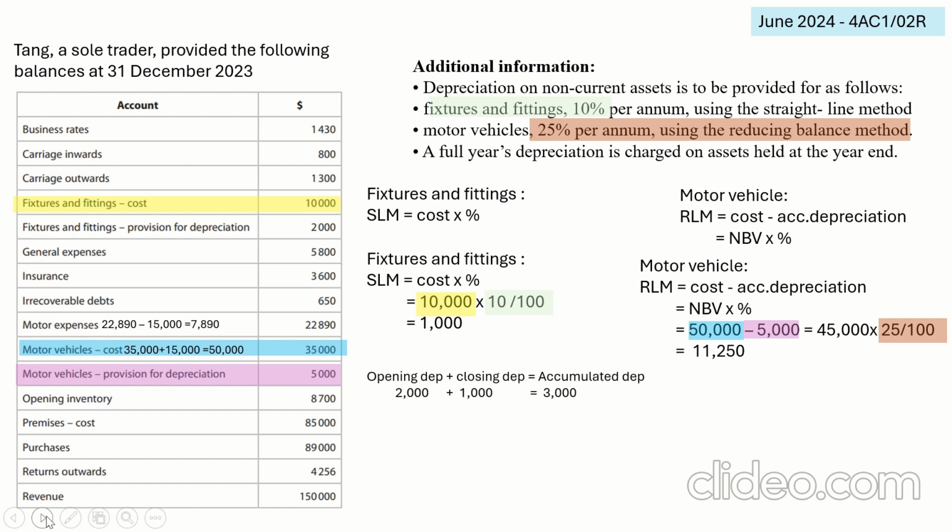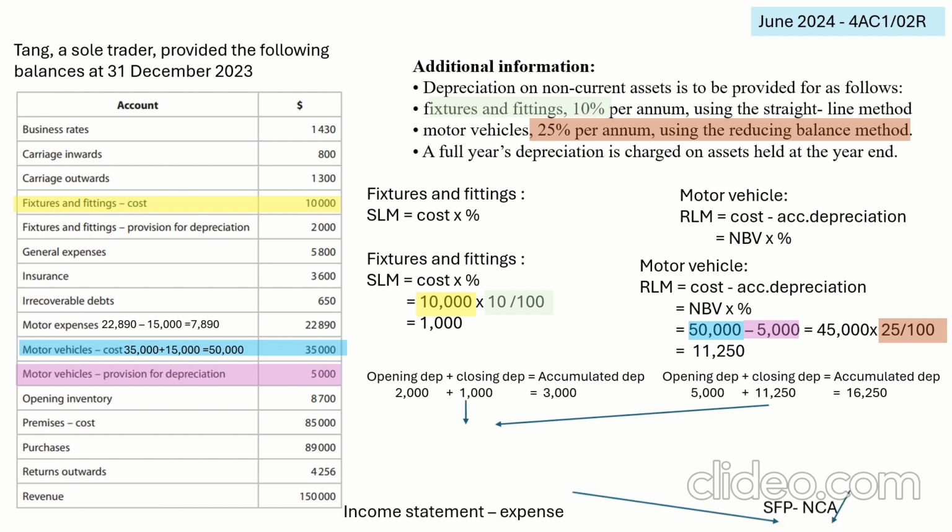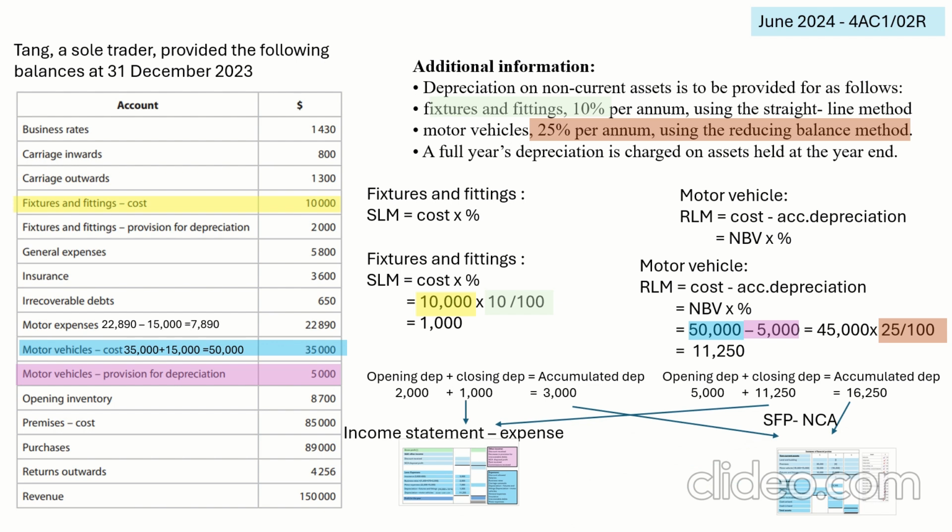Now it's time to find the accumulated depreciation. The opening depreciation is 2,000 for fixtures and fittings, and the closing balance 1,000. The total 3,000 should be transferred to the statement of financial position. Whereas for motor vehicle, the opening balance of depreciation is 5,000. Current year's depreciation for motor vehicle 11,250. Therefore, the total or the accumulated depreciation should be 16,250, which needs to be transferred to the statement of financial position.